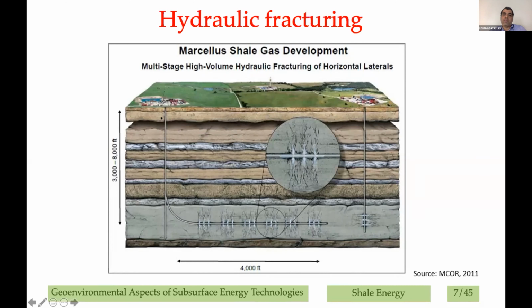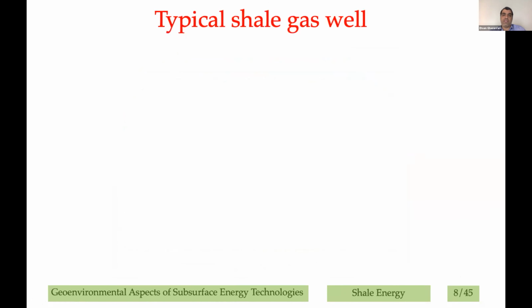In Marcellus specifically, the vertical wells typically range between 3,000 to 8,000 feet. And a typical length for a horizontal well is around 4,000 feet, although it varies depending on the location. Typically on a pad, there are 1 or 2 vertical wells, and there are multiple horizontal wells to minimize the environmental footprint at the surface.